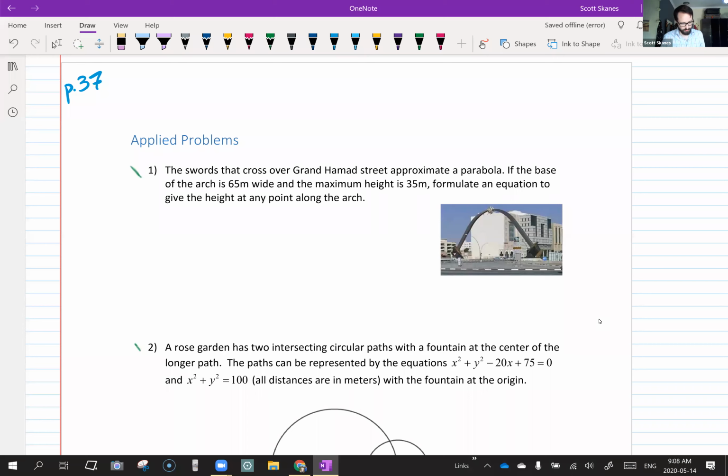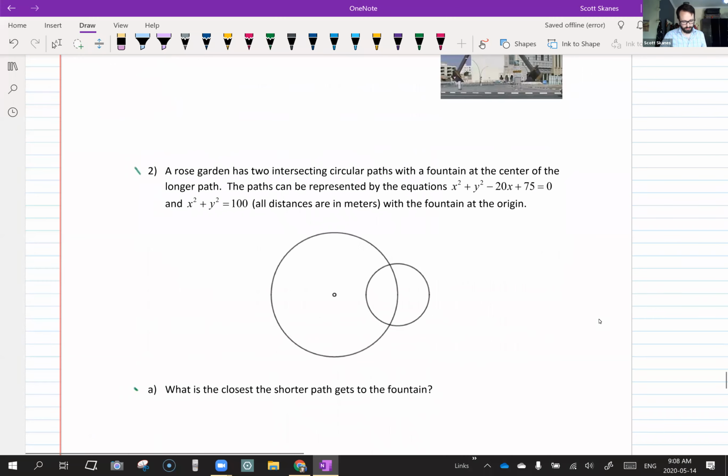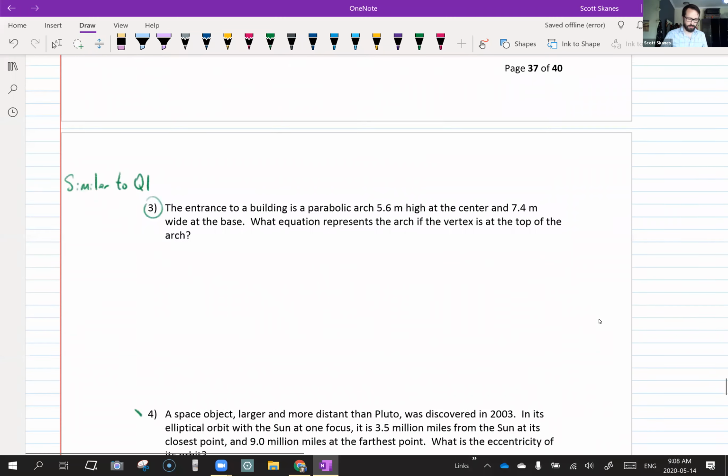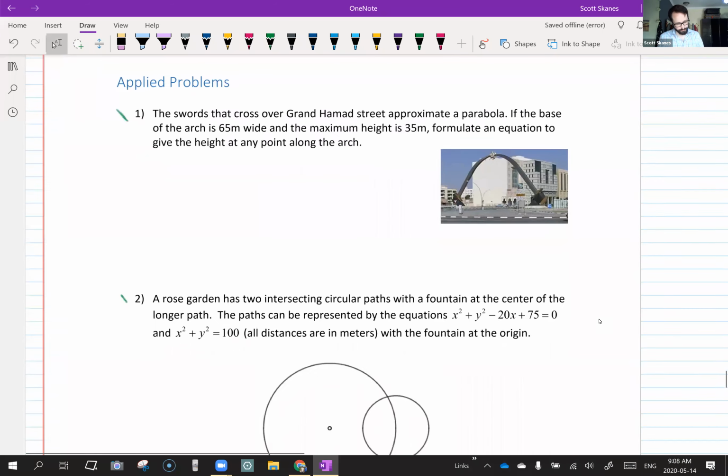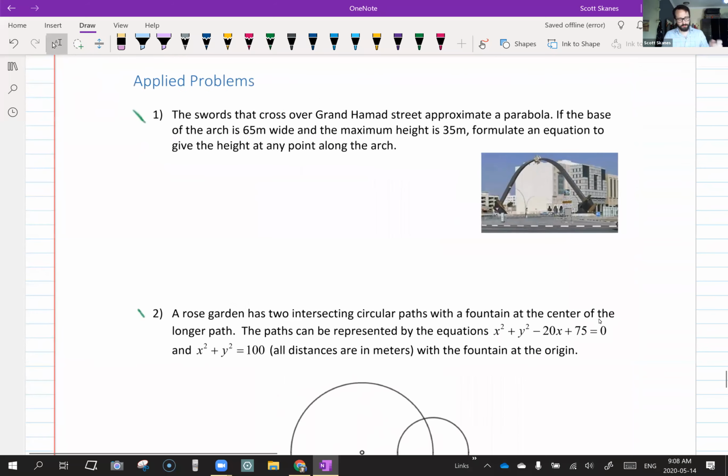Okay, so let's start on applied problems here. Let's just do the first one because it sets us up for success, I think. Actually, the first one is similar to the third one. Yeah, I'll do the first one. It was done on the video, but that's okay. So this is page 37. In this question, it says the arch that crosses over Grand Hamid Street approximates a parabola. So what it means is that over the street here, this is essentially a parabola. We could draw a parabola on top of it, and it would match.